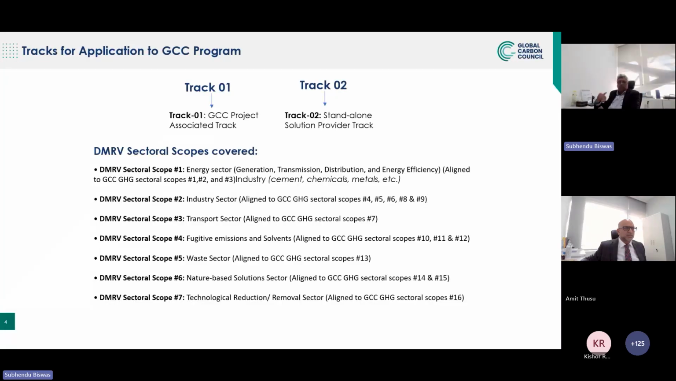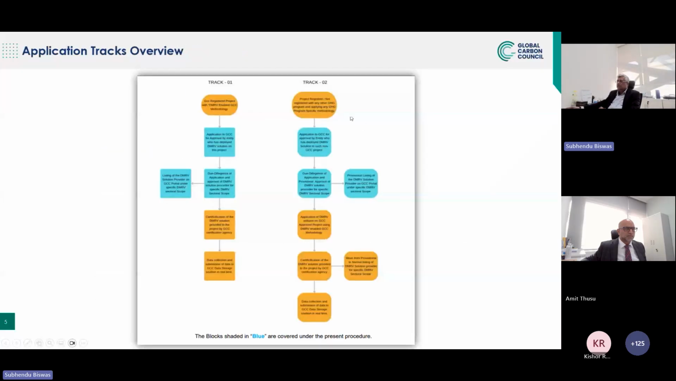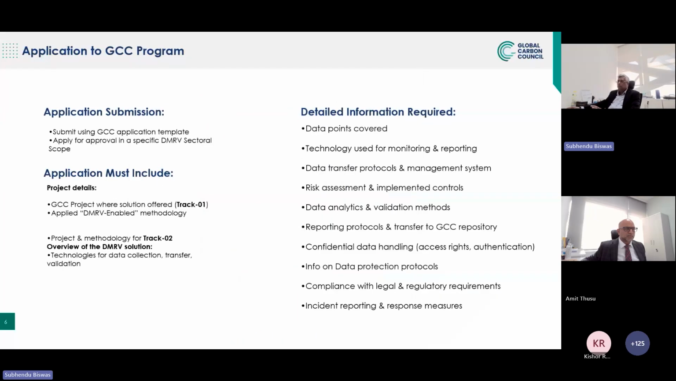We give an approval based on 7 DMRV sectoral scopes, which we have classified and which correspond to certain GHG sectoral scopes under the GCC. You can look into the standard, which is published on our website. I'll quickly run through the process; there's a flow chart which will guide you on how the application would be made, what GCC is going to do, and when due diligence would happen. I won't dwell on it. Please look into the procedure on a broad basis.